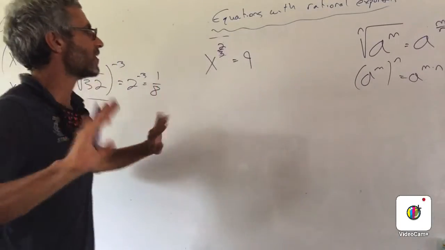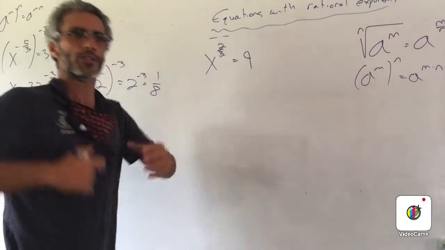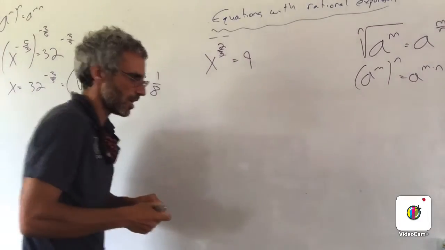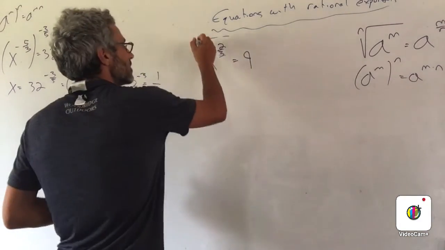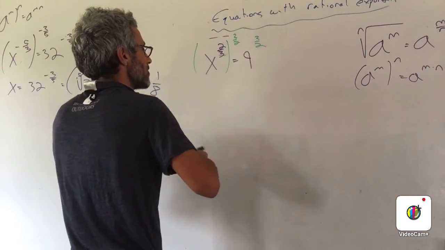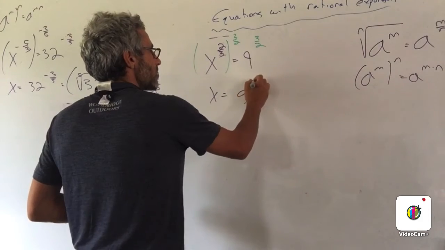So far everything is pretty easy, okay? And this is also not going to be too difficult, but it's going to be a little twisty. So x to the power 2 over 3. What should we raise everything to the power of? 3 over 2, obviously on both sides. So that's going to be x equals 9 to the power of 3 over 2.